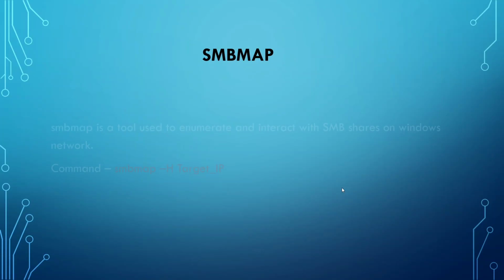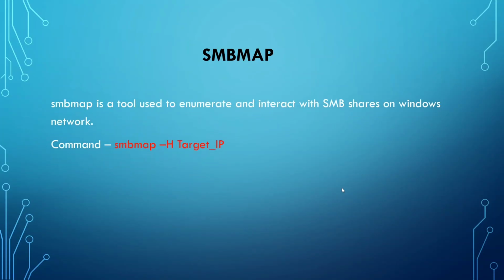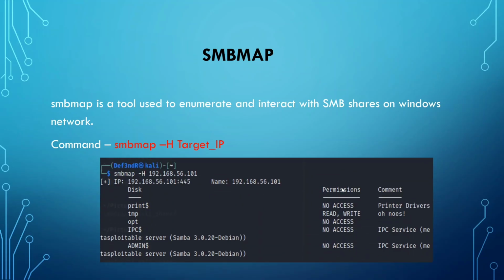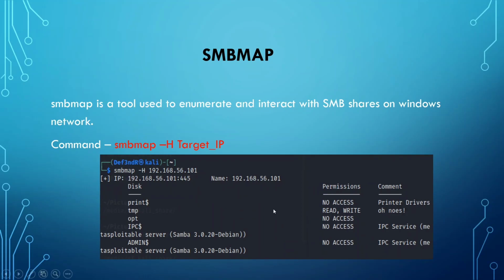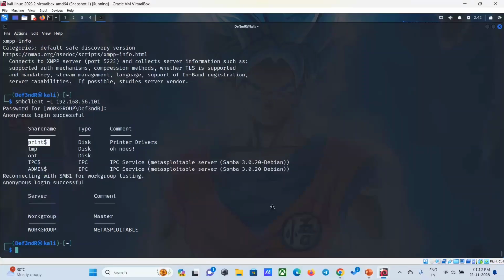Next, we will see SMBMap. SMBMap is a tool used to enumerate and interact with SMB shares. In SMBClient, we saw the list of directories available in the machine. With SMBMap, we are going to view the permissions for those directories. This is the output of the command. We will see it in Kali itself.